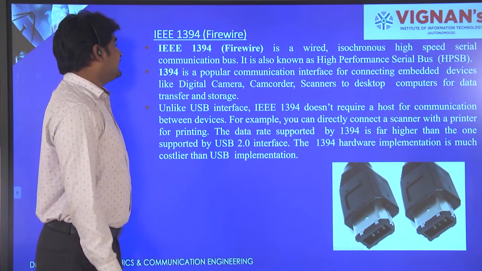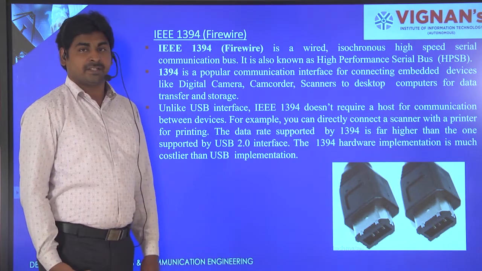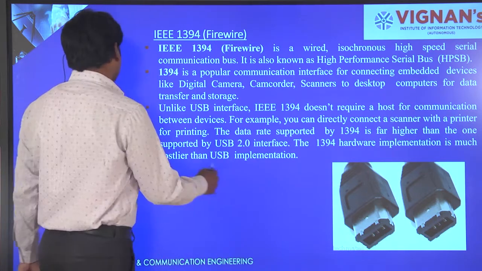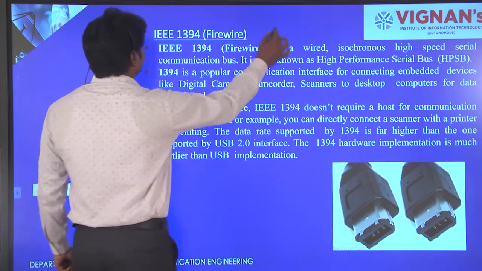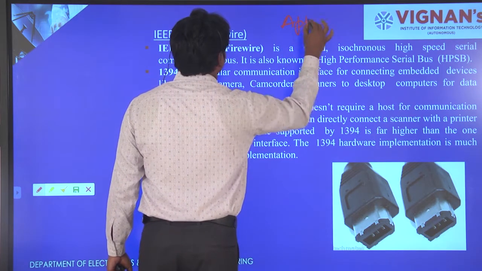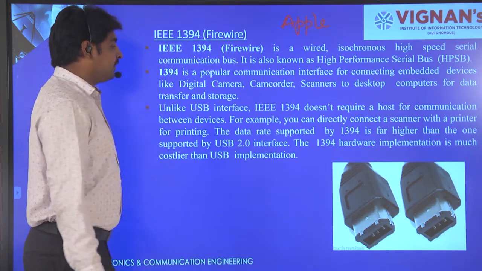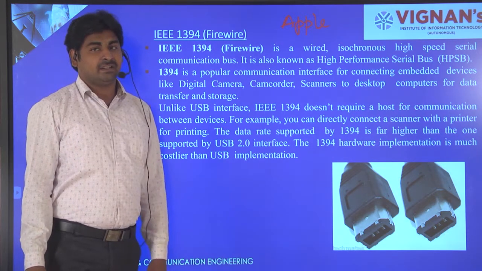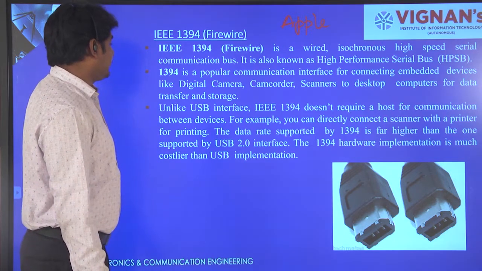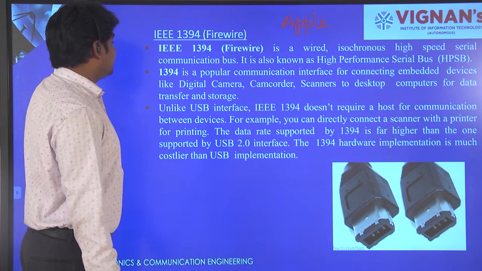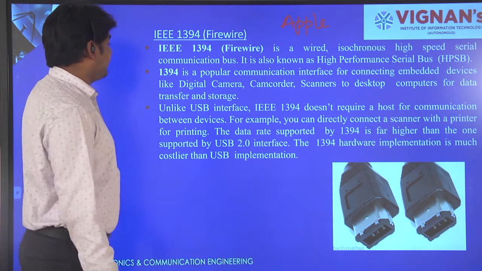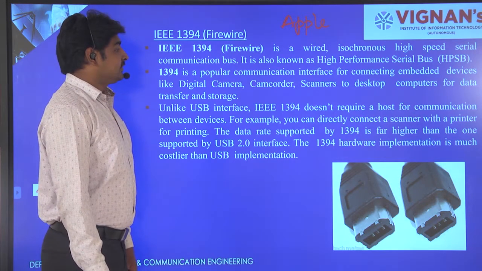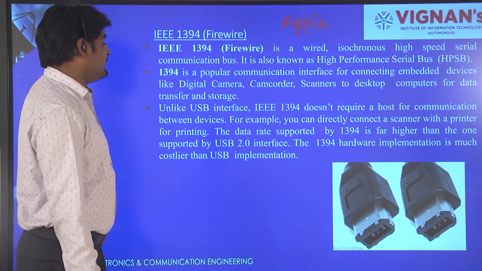Next is IEEE 1394 FireWire. It is called FireWire, and it was developed by the company Apple. The biggest advantage of IEEE 1394 is that it has higher data speed compared to USB, and it is a popular communication interface for connecting embedded devices like digital cameras, camcorders and scanners to desktop computers for data transfer and storage.